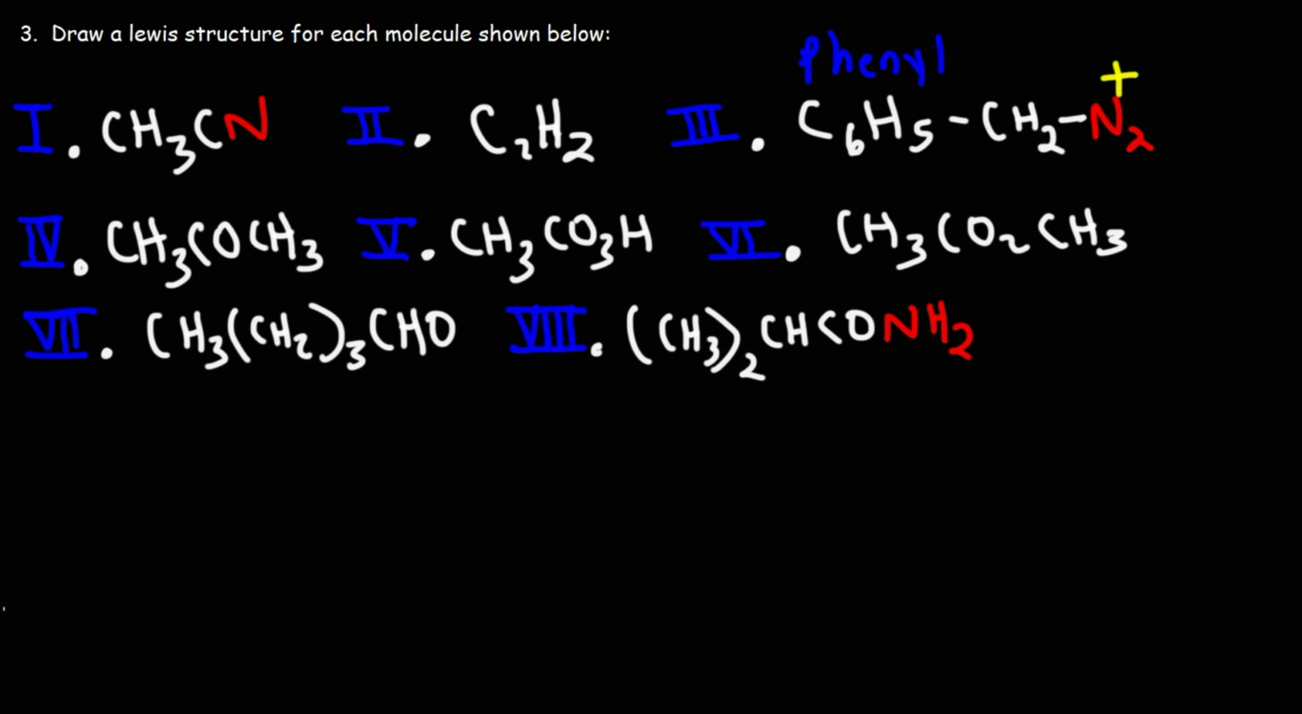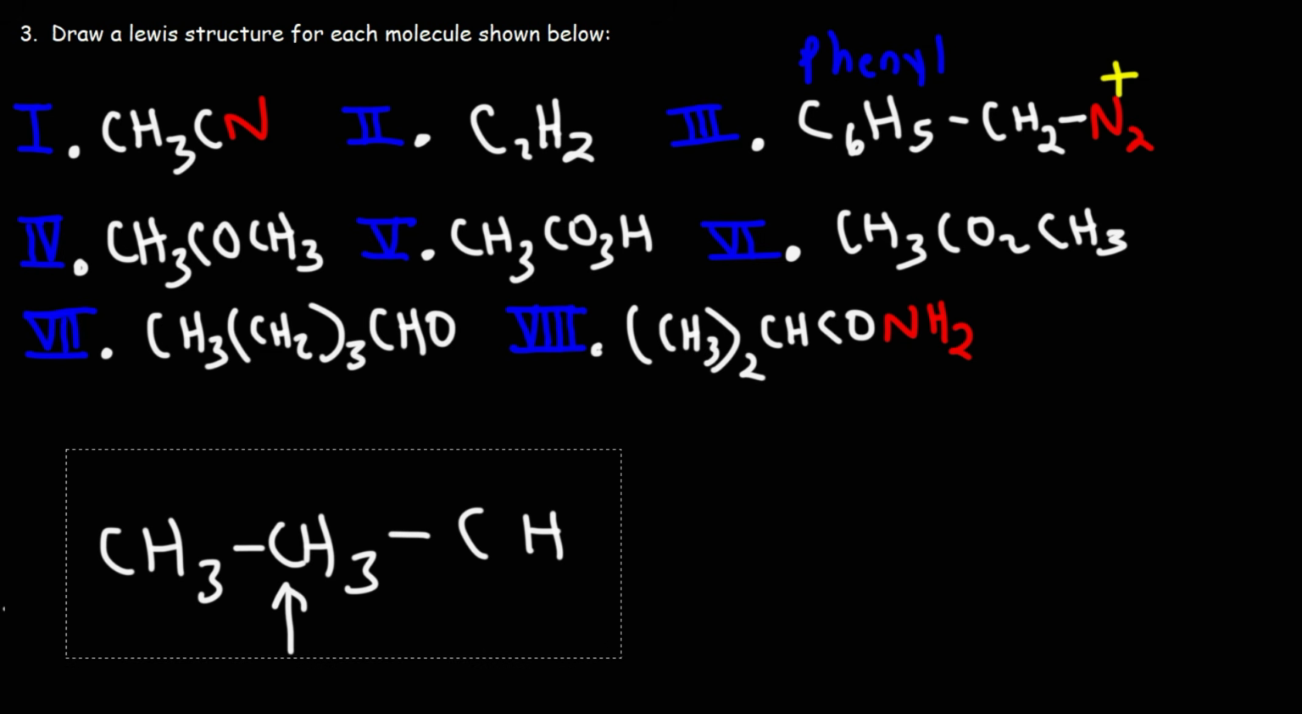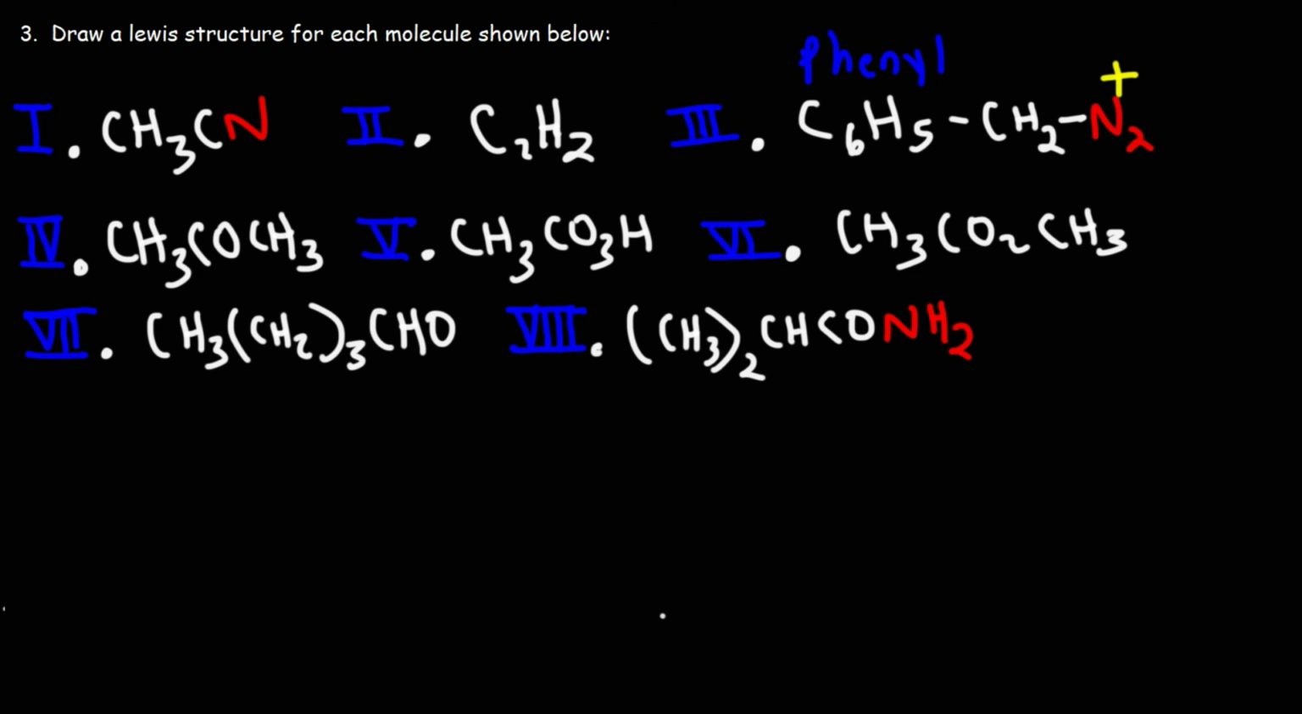For the last one, number 8, we have 2 methyl groups. We can't do this and then attach it to the CH. This carbon will have 5 bonds, which doesn't happen. What we want to do is we want to start with the CH carbon. So we have a carbon that's attached to 2 methyl groups. So you can show it like this.